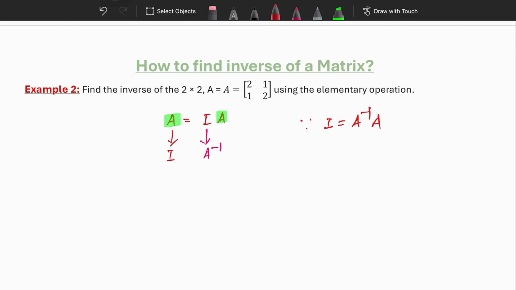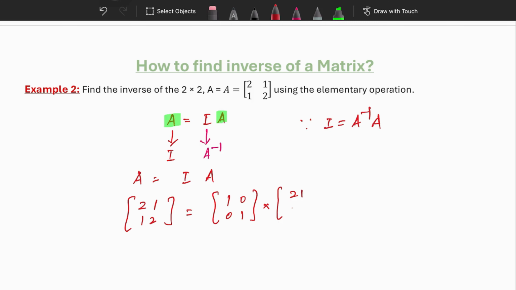So let's rewrite it and you will understand what I'm trying to say. Let's write A is equal to the identity matrix into A. So my A is 2, 1 and 1, 2. That's equal to the identity matrix, as you have seen before. It's second order, so this is 1, 0 and 0, 1, and into the A matrix again, so 2, 1 and 1, 2.